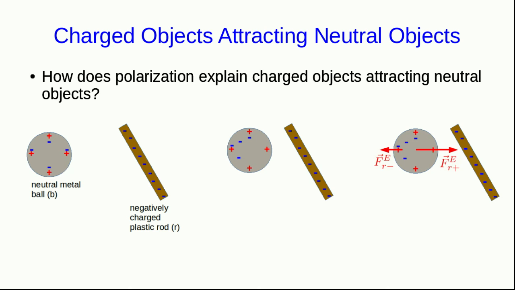The ball is polarized. The rod will exert an attractive force on all the positive charges in the ball, and it'll exert a repulsive force on all the negative charges in the ball. But we know that electrical forces decrease in magnitude with distance. And so the repulsive force on the negative charges is smaller than the attractive force on the positive charges. As a result, the total electrical force that the rod exerts on the ball is an attractive force because it's just the vector sum of the force on the positive charges and the force on the negative charges.